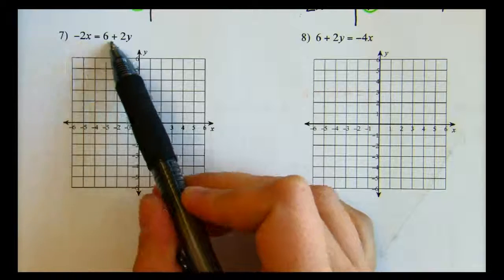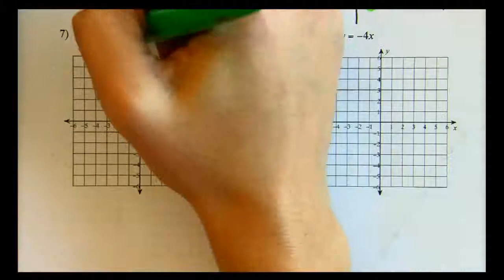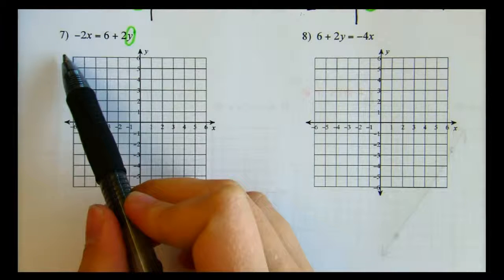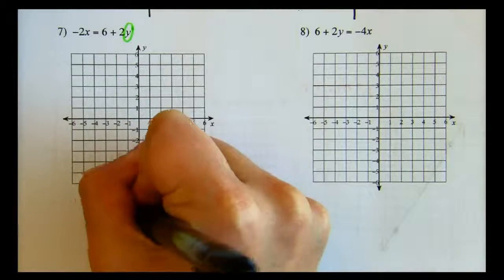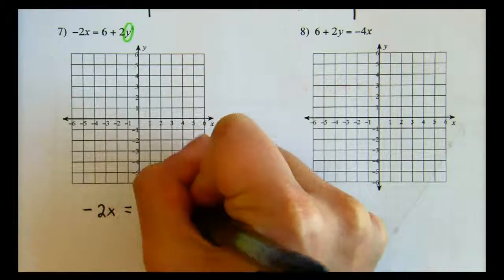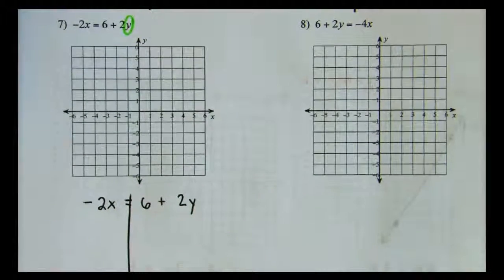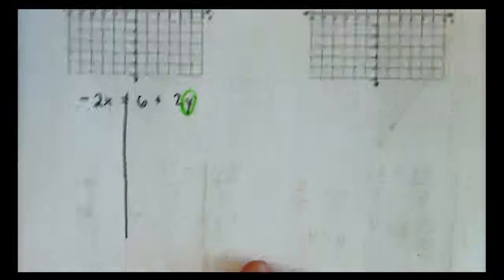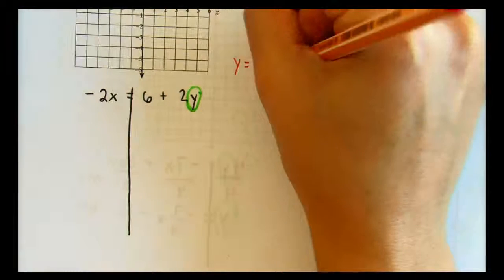So I've got negative 2x is equal to 6 plus 2y. Here's my y. It is not by itself, so I'm going to have to copy this whole equation down below. I have negative 2x is equal to 6 plus 2y. And I'm going to draw my wall and circle my y. So in the end, I want to get this into y equals mx plus b form.